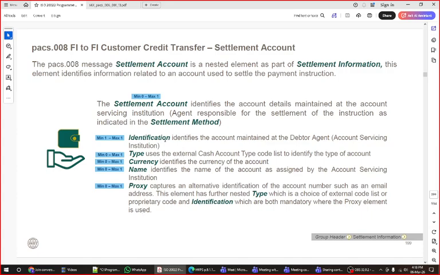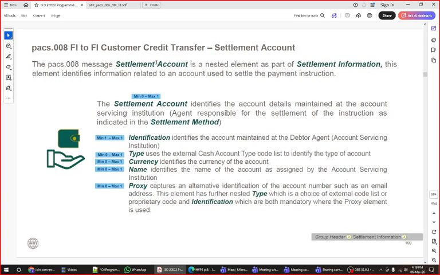The first one is ID. It identifies the account maintained at the debtor agent's account servicing institution. So ID of the settlement account means debtor agent or creditor agent. In this example, we have to mention the debtor agent's account. The debtor agent is, for example, Bank of America. Then we have to mention the settlement account of this ID. By the way, these are optional fields. You cannot see these fields in many places.